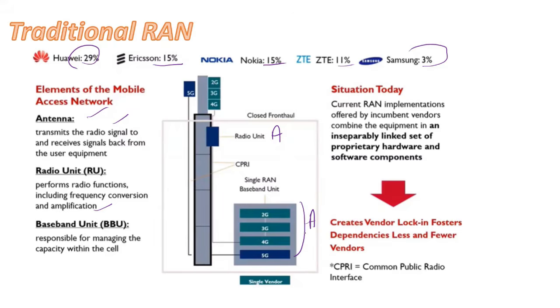So usually what is happening, if you buy the equipment in the RAN from one vendor, then it's proprietary, because the protocols here will not talk to the protocol implemented by the other vendor. So that is what we call the vendor lock-in, right? So A can't talk with B and B can't talk with A. So this is the situation today without the open RAN, right? An inseparably linked setup of proprietary hardware and software components.